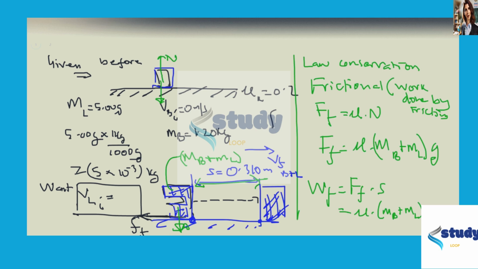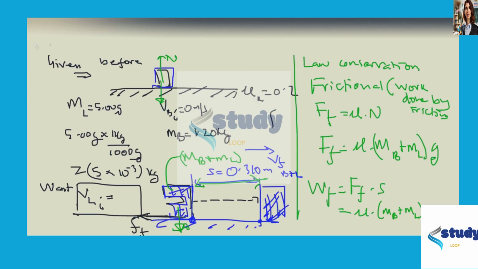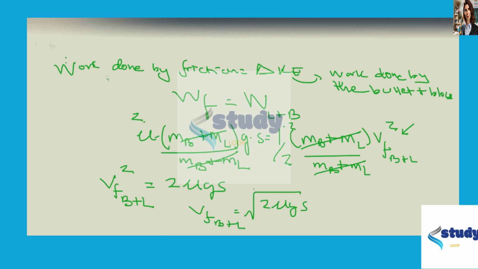Let's just check if we got our steps right. So our displacement is 0.310. Did we miss out on something? I don't think so. Got 0.2. Oh, yeah, we have the mass of the bullet and the mass of the block. So 0.2, those two combined, and 9.8. That's the frictional force.